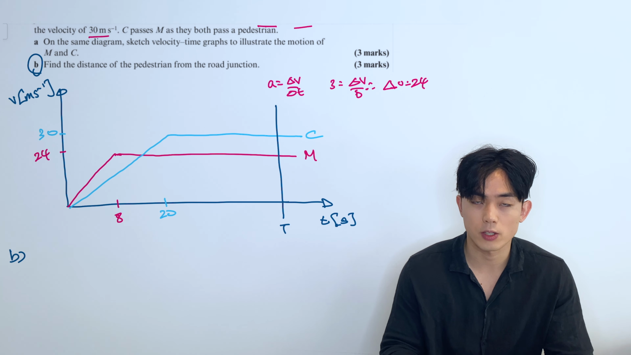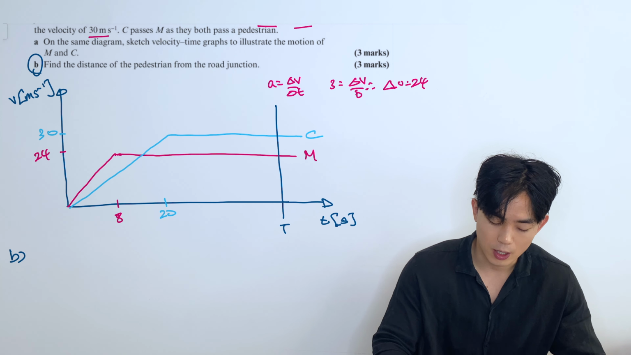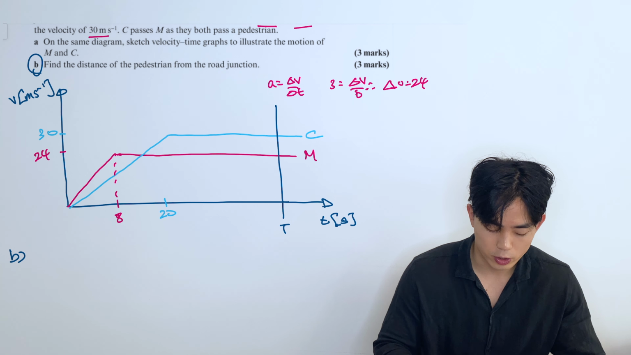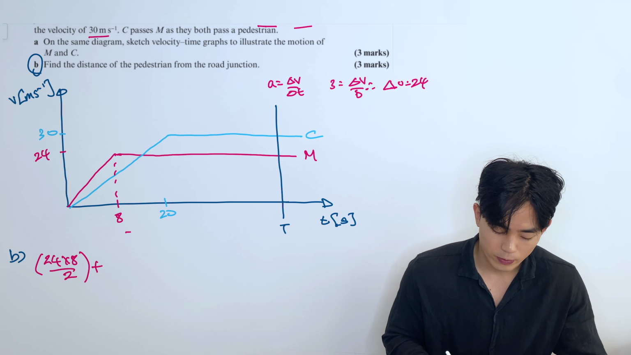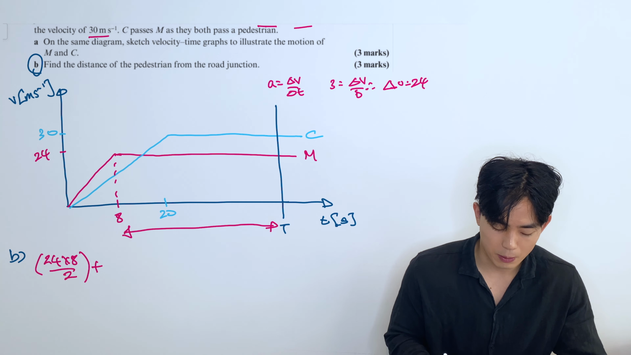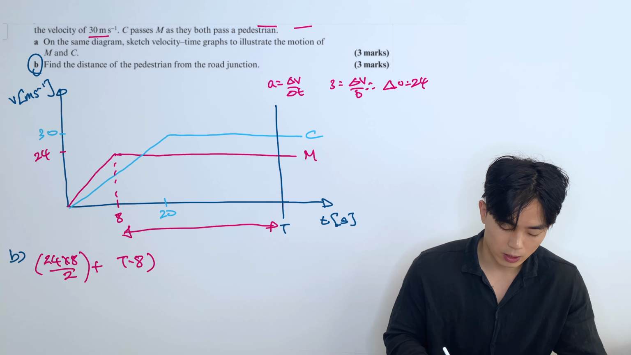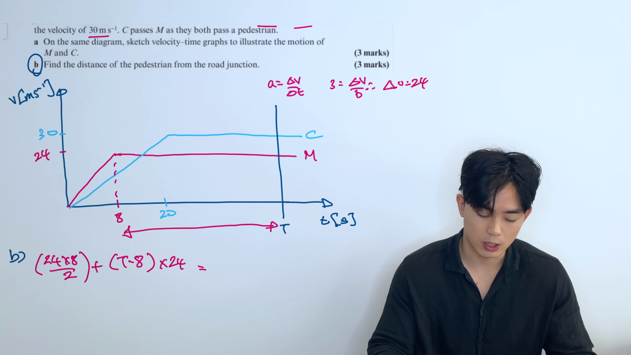The way we work out the distance traveled is the area under each graph, right? Let's look at the motorcyclist first. Once again, let's split the area on the graph into a triangle and a rectangle. So this is going to be 24 times 8 over 2 for the triangle, plus this rectangle. If that time is t, then the length will be t minus 8, times the height, which is 24. And this is equal to the distance under the blue line, or the car's line.